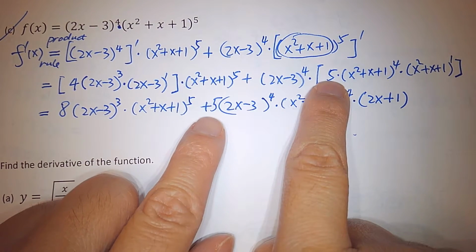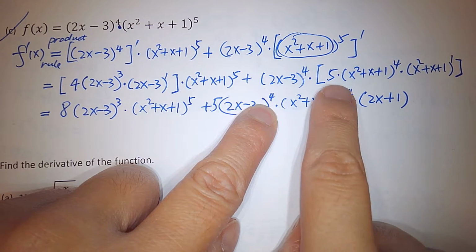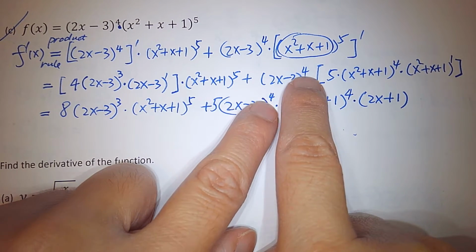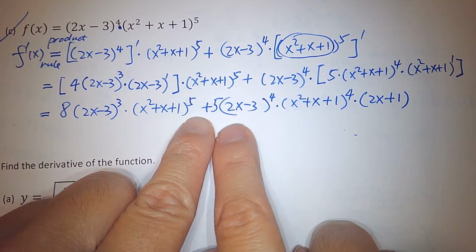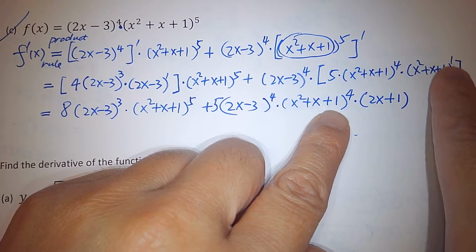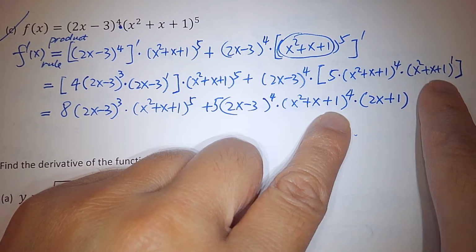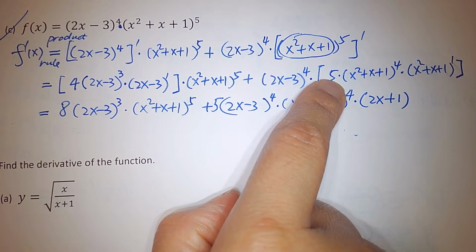This 5 I wrote in front of this. So, see, this is still this fourth power times 5 times that, but I just write this down in front. And then this 2x plus 1 comes from the derivative of x squared plus x plus 1, right? I was confused where you got the 5 from. Yeah, the 5 is here. Okay.